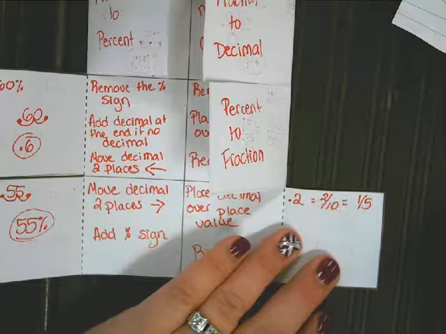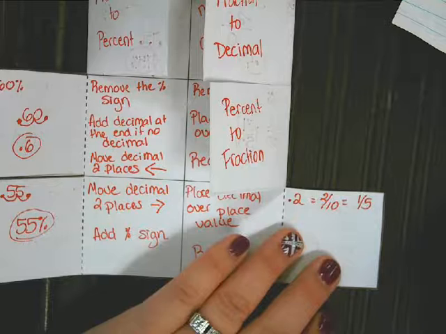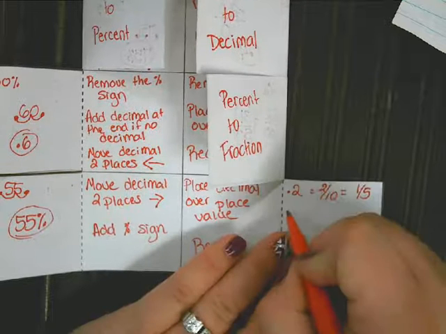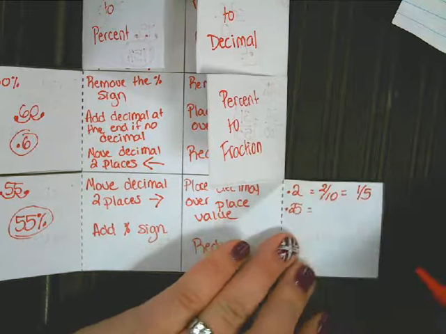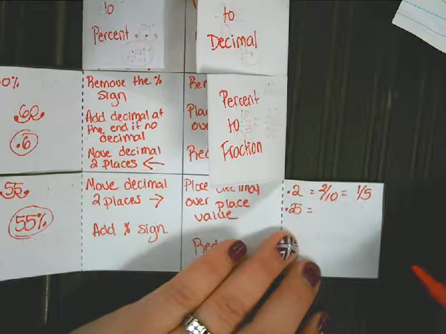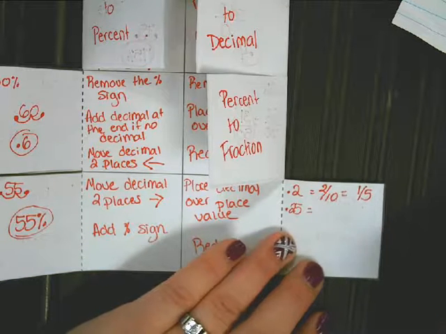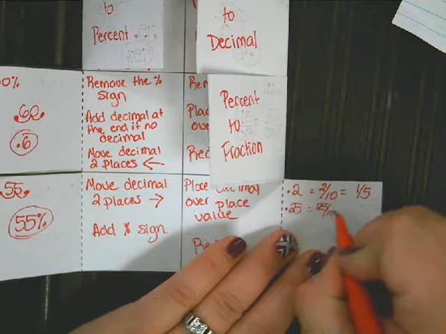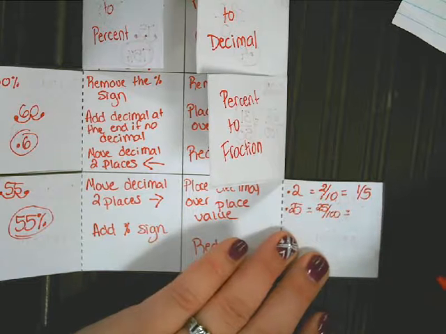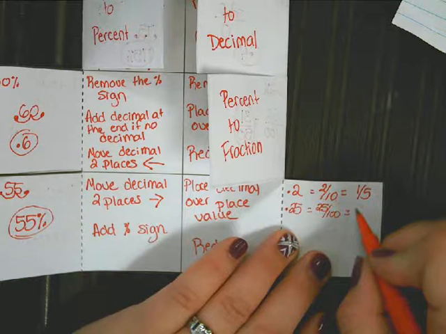What if I had 0.25? What place value is that in? That's not the tenths. What is it? 100. So I'm going to place 25 over 100. So 25 over 100 reduces to 1/4. Think of quarters.